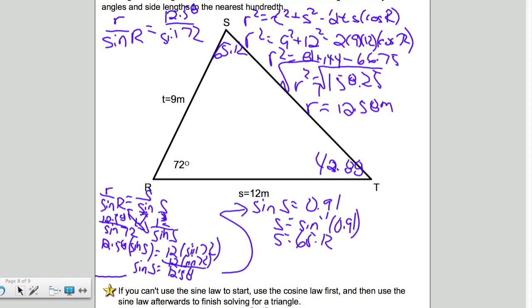Okay, so that's how you solve for the triangle. Any questions on this? Okay, so solving the triangle, you have to apply both laws.